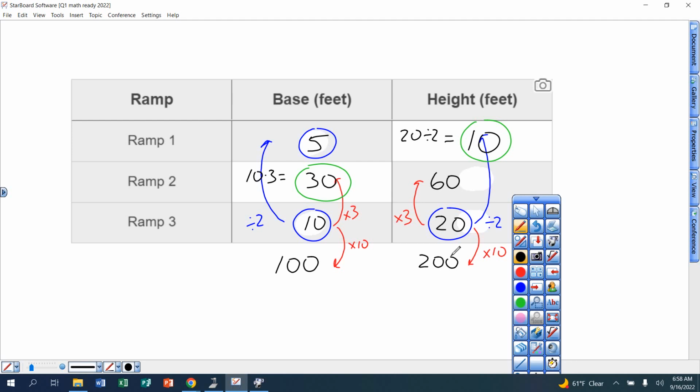Use this to try that Desmos, and then period 7, you're going to be turning this work into the sub. Good luck.